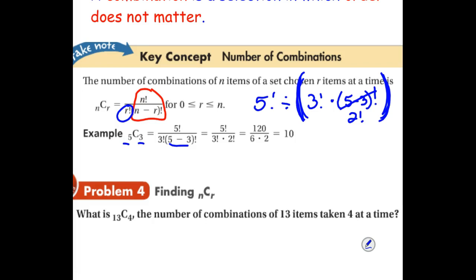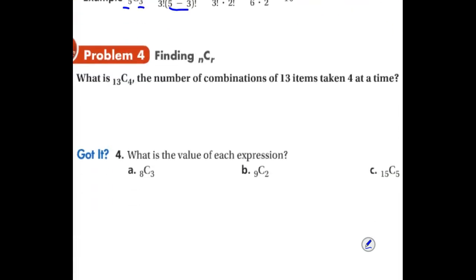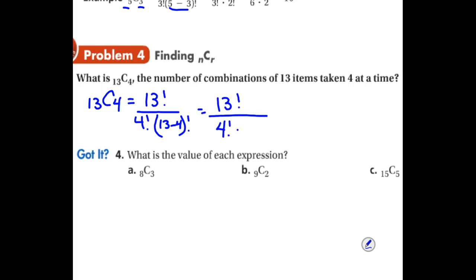Okay? So we're going to try one. It says, find 13C4, the number of combinations of 13 items taken 4 at a time. So 13C4, if we plug it into the formula, would be 13 factorial divided by what? 4 factorial for r factorial times the difference, 13 minus 4 factorial. And again, you can simplify that right away and just put that down as 9 factorial.